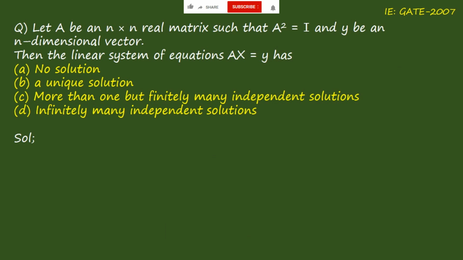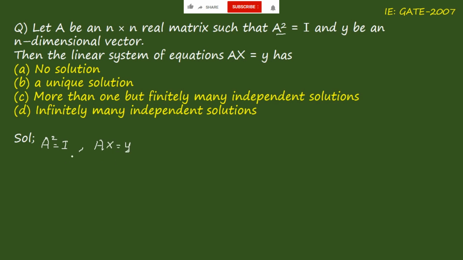The question is, let A be an n cross n real matrix such that A square is equal to I and Y be an n-dimensional vector. In a linear system of equations, Ax is equal to Y has, they are asking about no solution, unique solution, more than one but finitely many independent solutions, or infinitely many independent solutions. Now we are understanding this particular question. They are saying that A square is equal to I, and they are talking about a non-homogeneous equation, Ax is equal to Y, right?